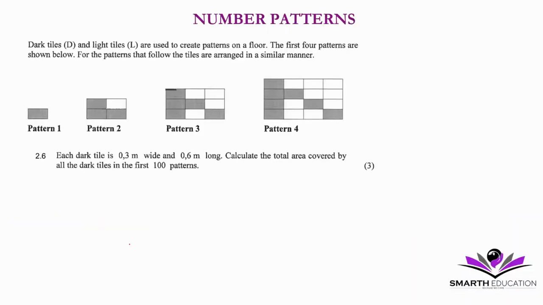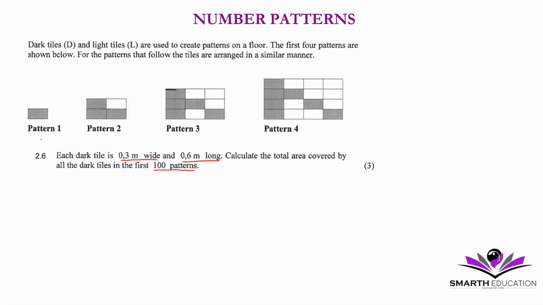Question 2.6. Dark tiles D and light tiles L are used to create patterns on a floor. The first 4 patterns are shown below. For the patterns that follow, the tiles are arranged in a similar manner. Each dark tile is 0.3 meters wide and 0.6 meters long. Calculate the total area covered by all dark tiles in the first 100 terms.